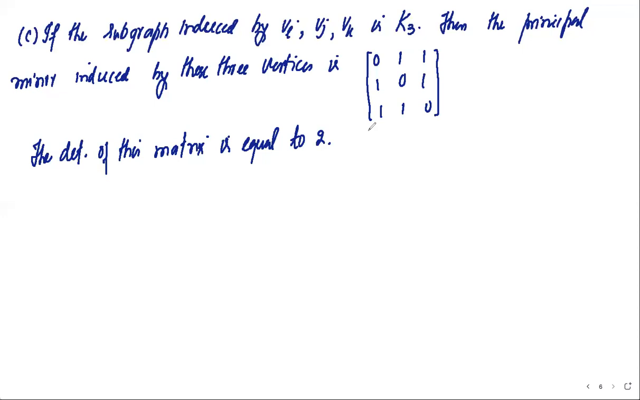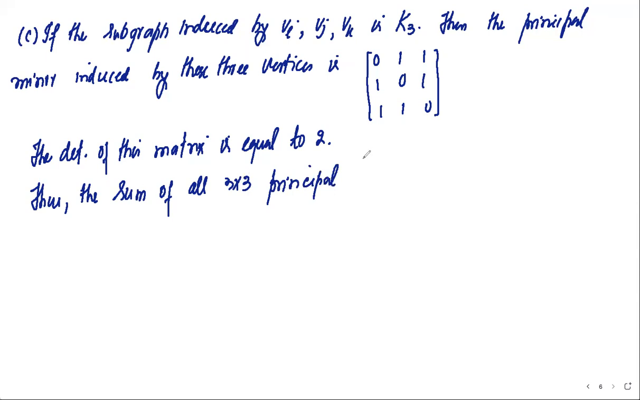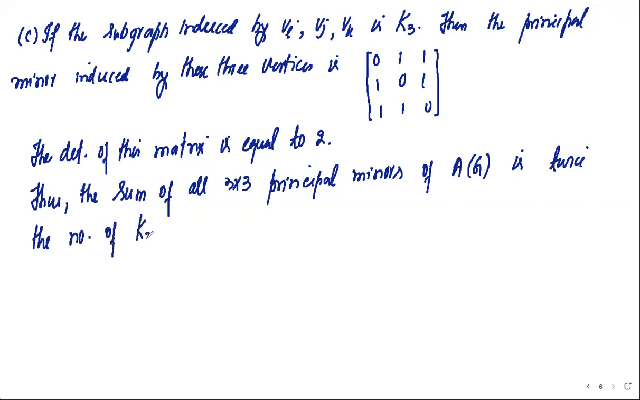So what we obtain from here, thus, the sum of all 3x3 principal minors of the adjacency matrix of G is twice the number of K3s in G. That is, twice the number of triangles in G.